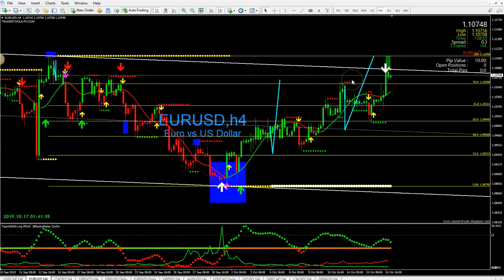So right now the trade is still active in my opinion. I don't see any strong retracement yet, so it's still valid. So I may probably still go to our 100 Fibonacci line. So please pay attention to that one.